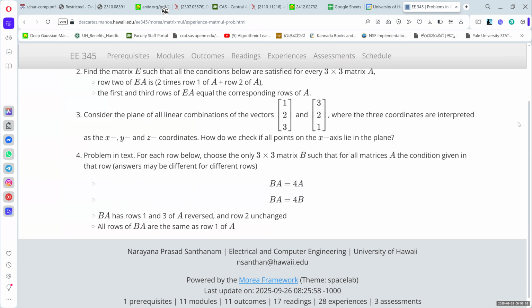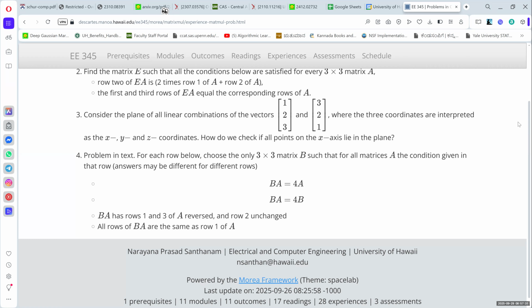Right, so I leave these three problems for you because they're kind of repetitions of the problems we already did. For problem three, let's say you interpret this as the x, y, and z coordinates. You're looking at the plane of all linear combinations. The story is a little different, but the problem is exactly something you have done. You're looking at all linear combinations.